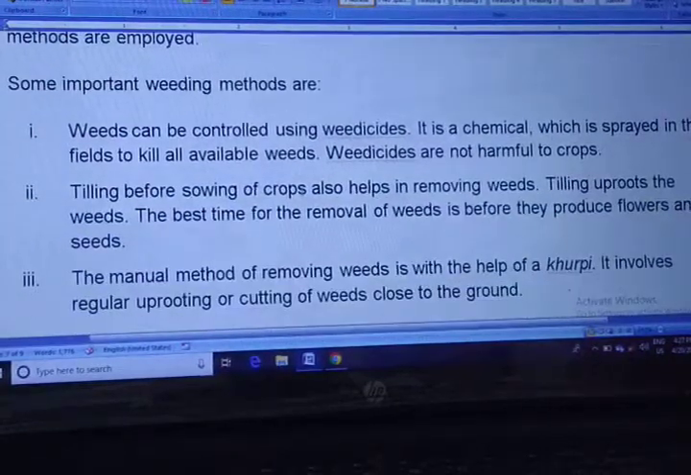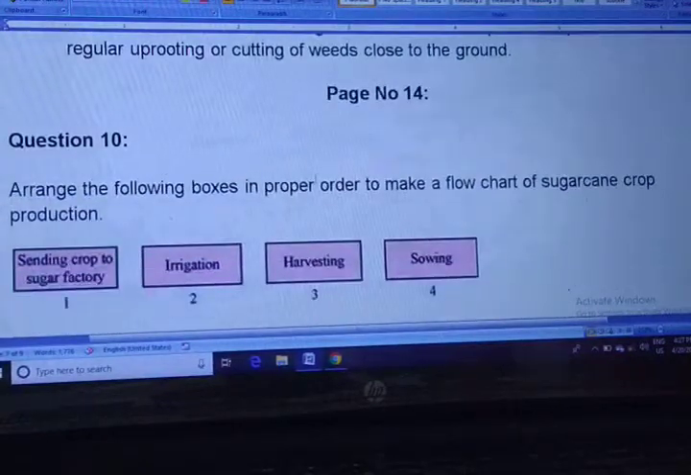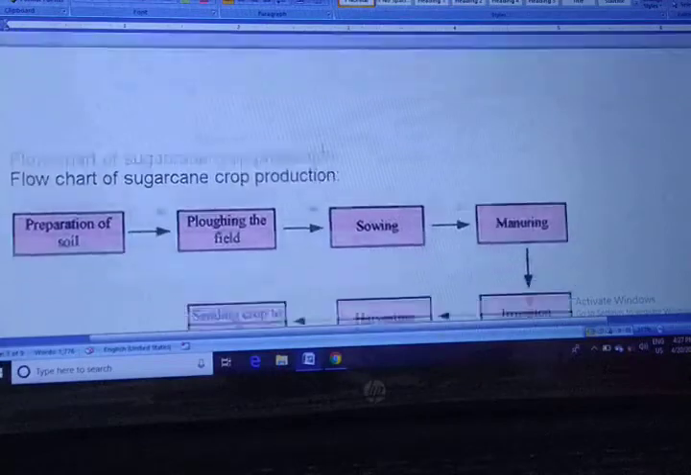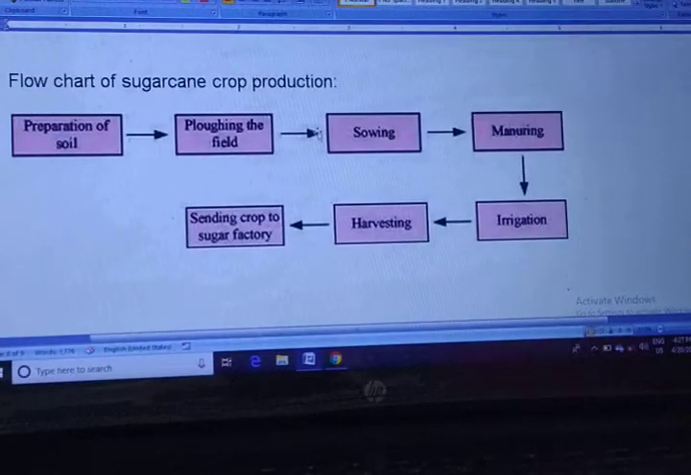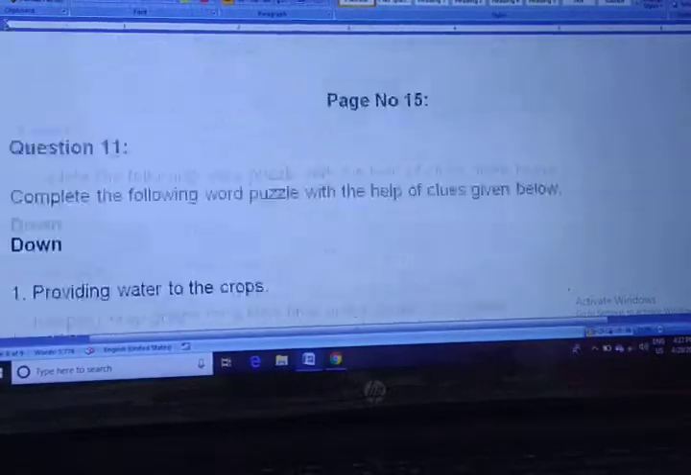Some important weeding methods are, as you can see, the same answer as I had described earlier also. Now, how to arrange this? It's a very nice arrangement you can see here. Flow chart of sugarcane production: preparation of soil, plowing the field, sowing, manuring, irrigation, harvesting, sending the crop to the sugar factory.